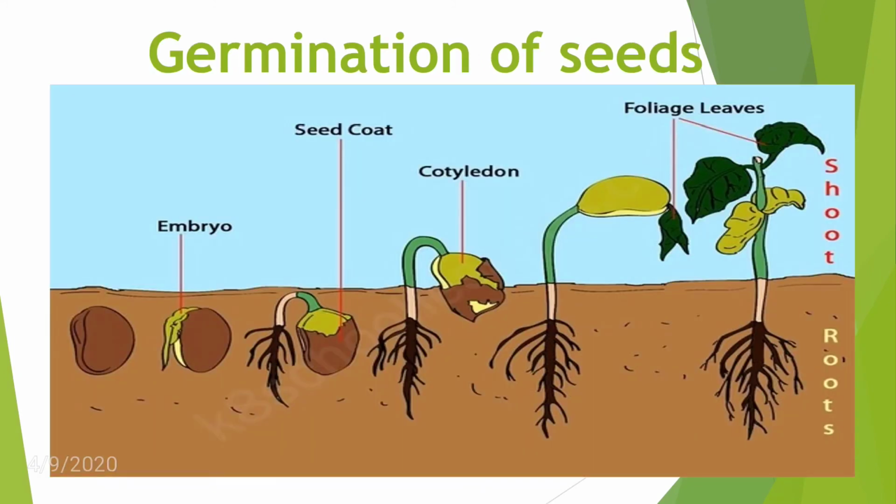Germination of seeds. A seed grows into a new plant. The process of changing of a seed into a new plant is called germination. A seed grows into a new plant only when it gets favorable conditions.